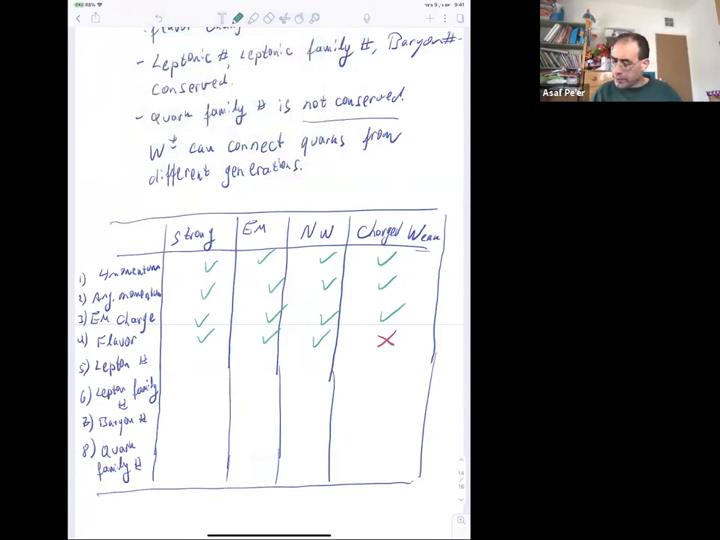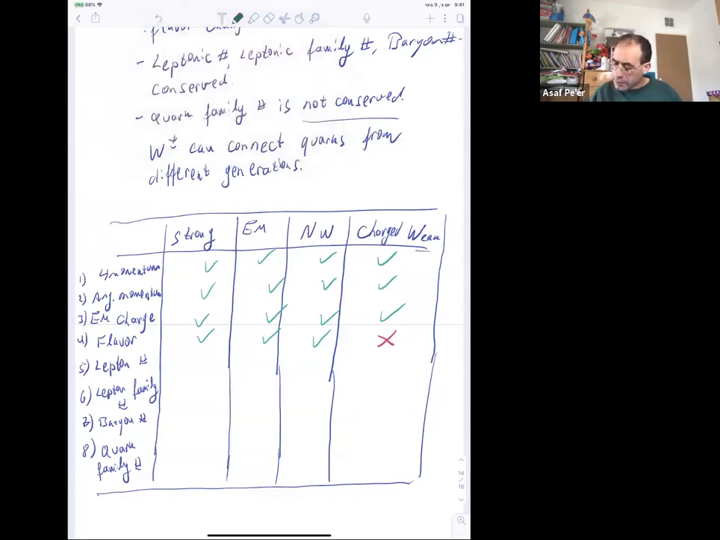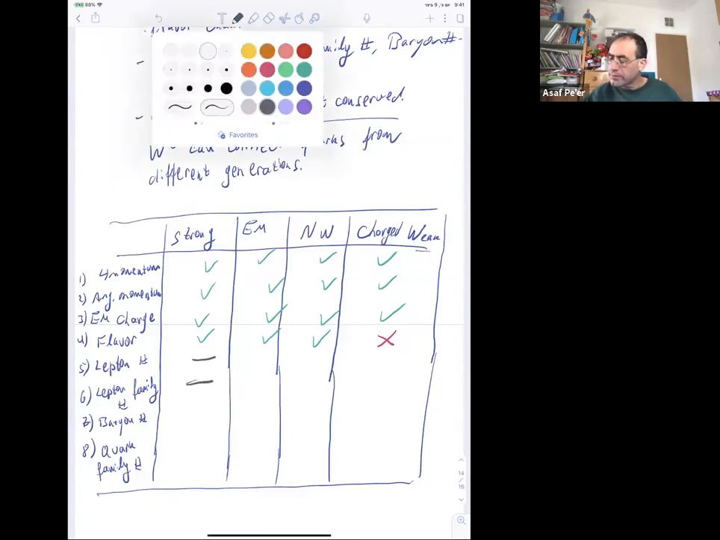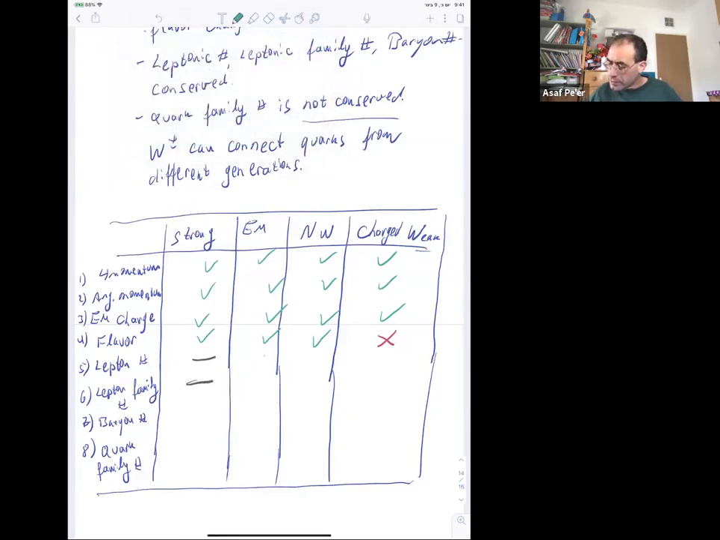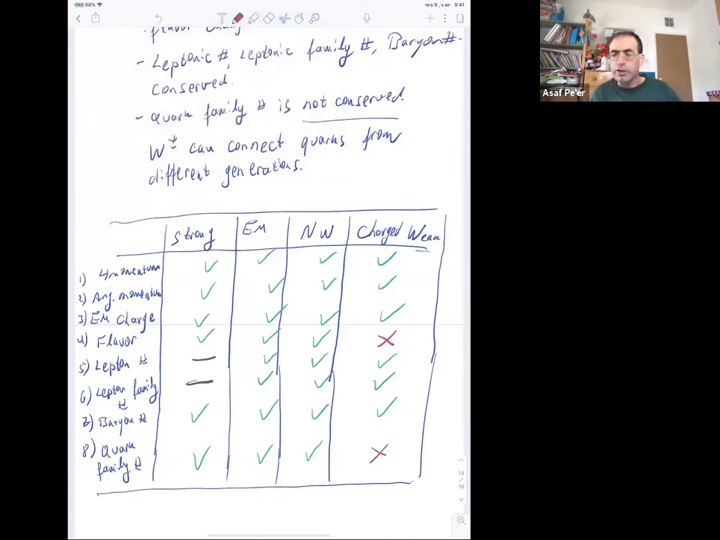The lepton number is, for the strong, irrelevant, but is conserved by the other three. The lepton family number is also conserved by the other three. The baryonic number is conserved by all of those. And the quark family number is conserved by the strong, electromagnetic, and neutral weak, but is not conserved by the charged weak.